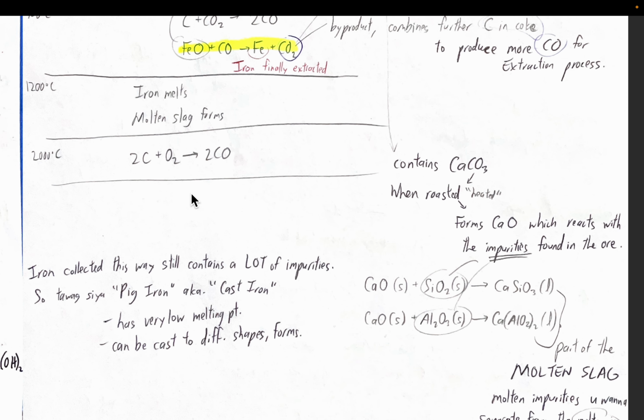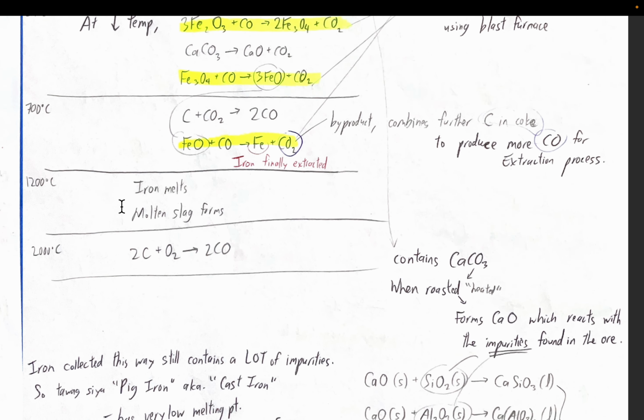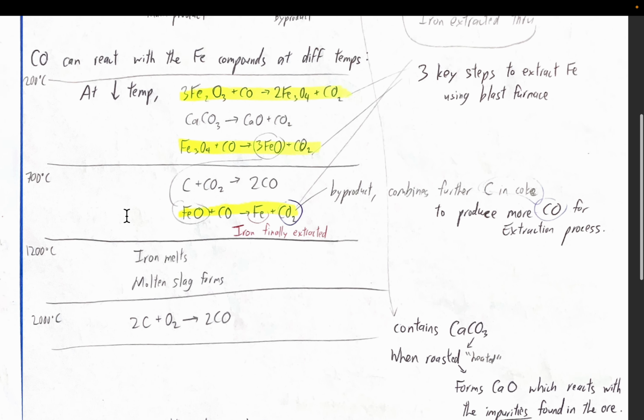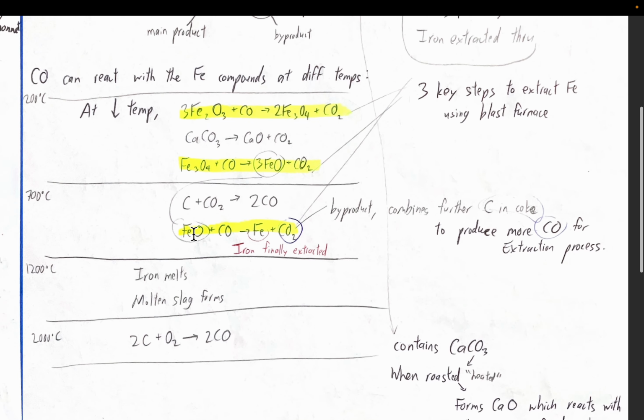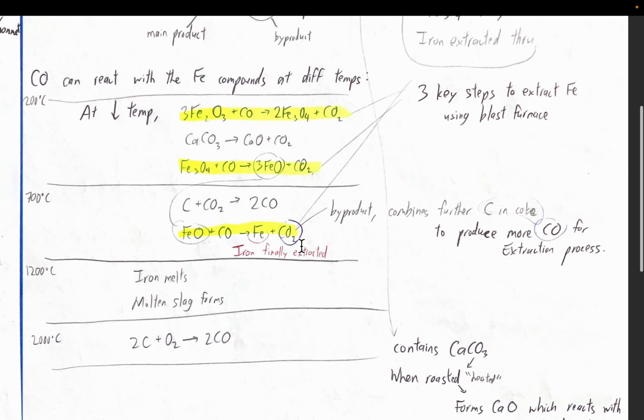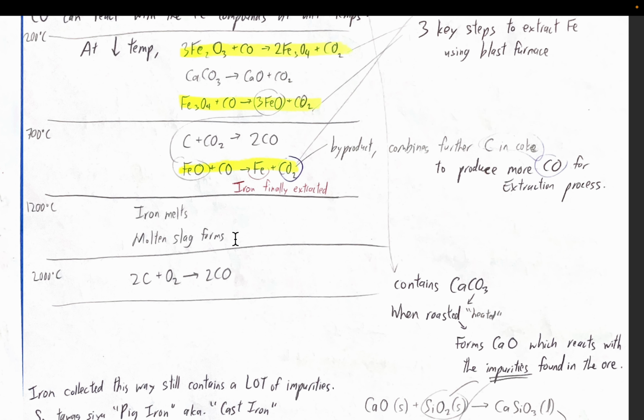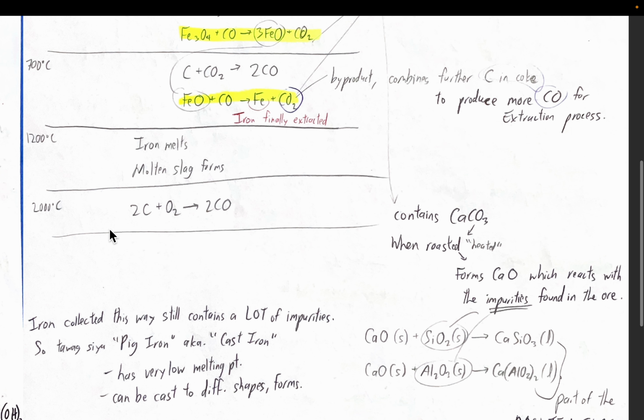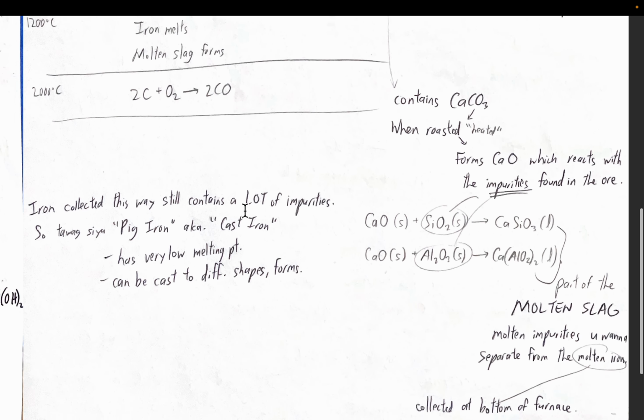At 1200 degrees Celsius, iron starts to melt and molten slag forms. Contrary to what you may think, the process doesn't stop here at the part where iron is finally extracted. You have to see molten slag forming, and at around 2000 degrees Celsius, two carbons plus an oxygen will produce two carbon monoxides.